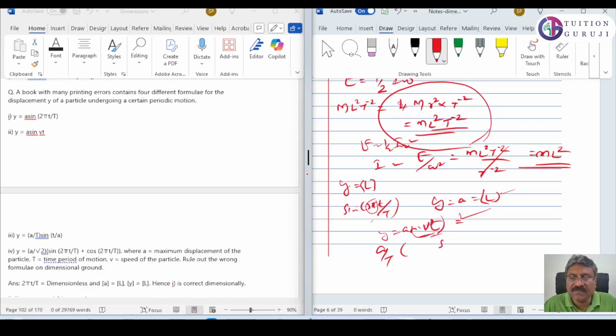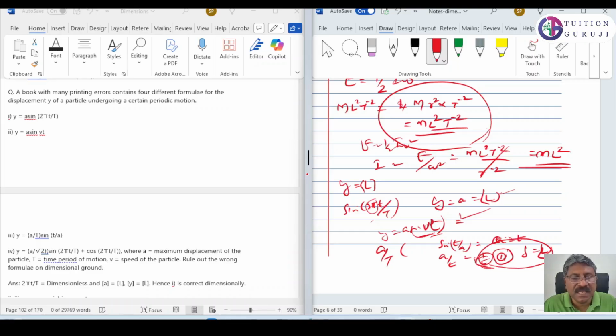For example, sin T by A, another method we are checking, where we are not considering the former things, only this. For sin T by A to be dimensionless, A should be equal to T. In that case, A by T is equal to T by T, which is 1. But the left hand side Y is equal to L, and the right hand side is dimensionless, so the expression is wrong. It is not dimensionally the same; the principle of homogeneous equations is violated.